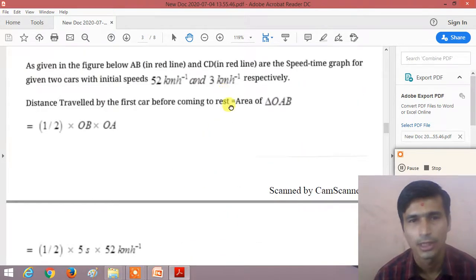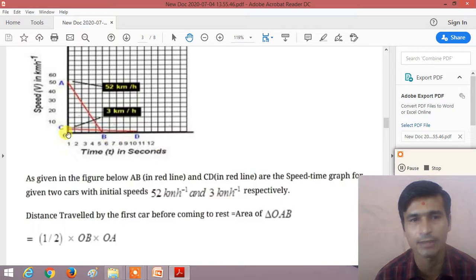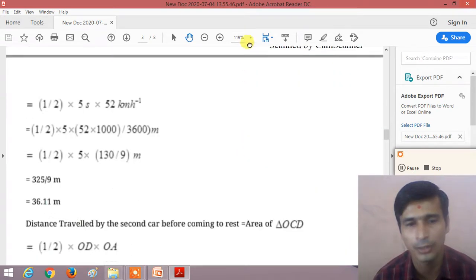So now how can we calculate the distance traveled by the second car? Similarly, the distance traveled by the second car is the area of triangle OCD, right? So 1/2 into base OD and height OC. The value of OD is 10 seconds and the value of OC is 3 kilometer per hour. So we put the values in the equation.